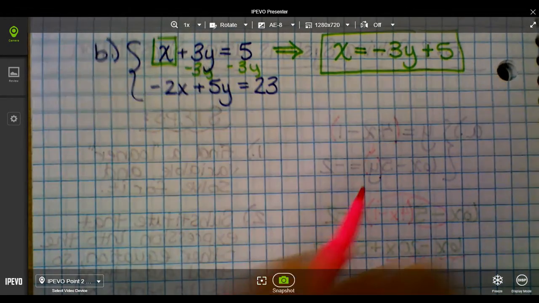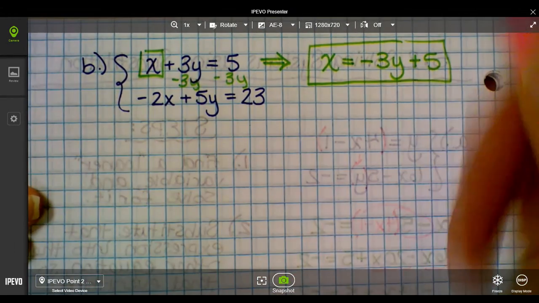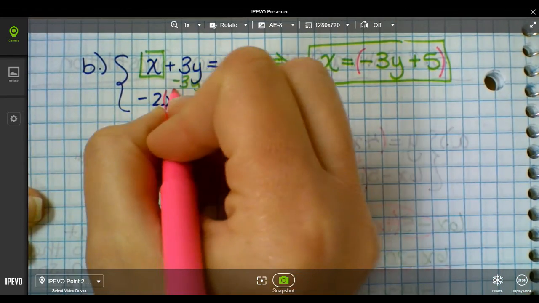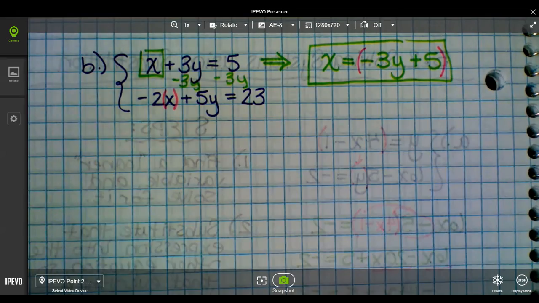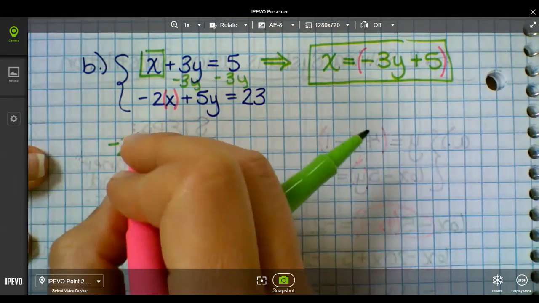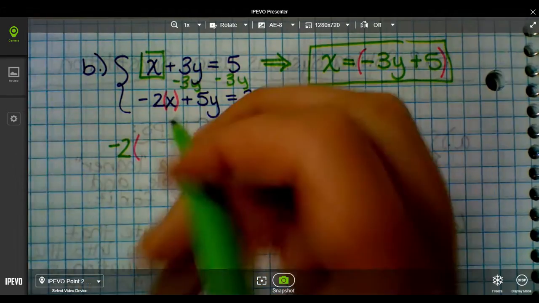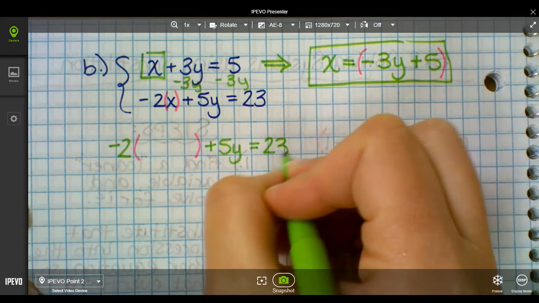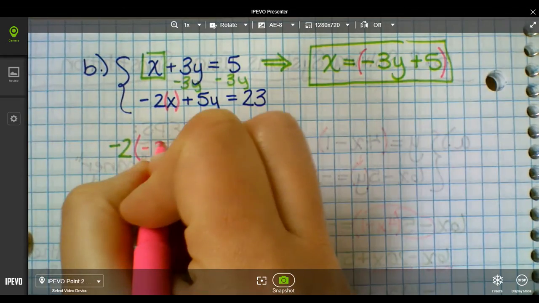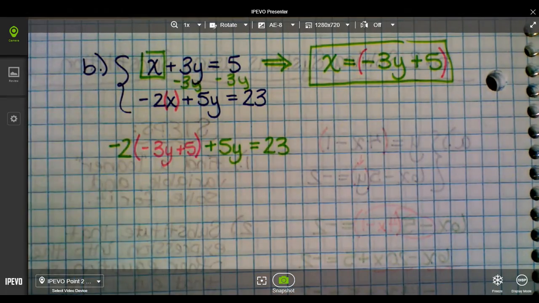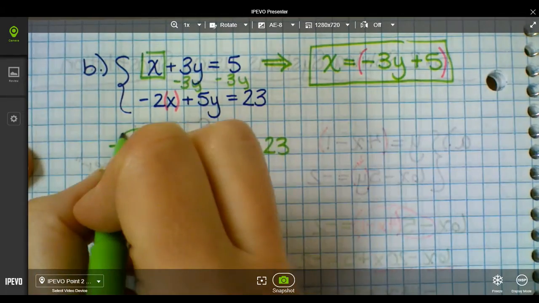And then again, I'm substituting in the expression x equals negative 3y plus 5. So I want this x to equal negative 3y plus 5. And remember, I usually just open this up and say I'm going to plug in something for x over here, and then I just write everything else down the way it is. And then I can plug in my negative 3y plus 5. And then I'm going to just distribute and solve for this.